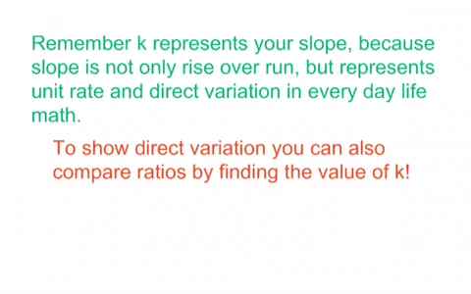Alrighty, so the next step is to show direct variation. You can also compare ratios by finding the value of k. So we're going to take the same information that we just worked on in that data set from the table. So we're going to do x equals 205, that was our first coordinate, and y equals 615. So that's from our first setup up top.